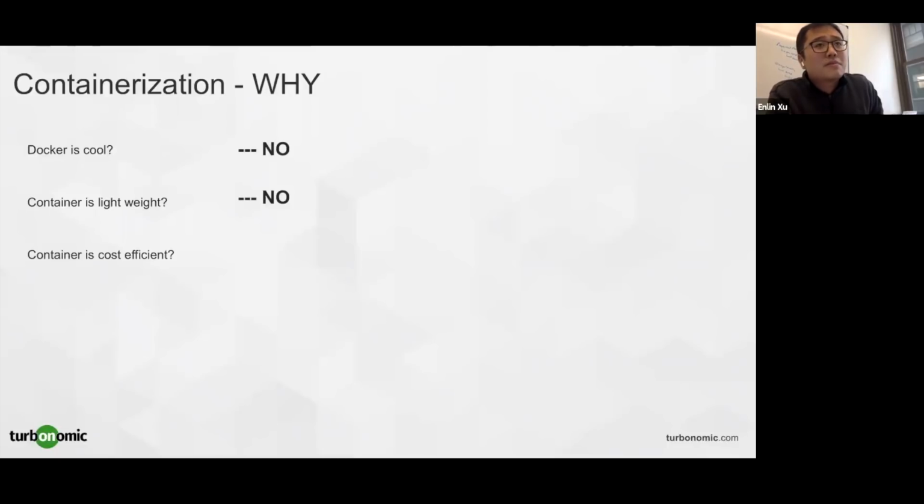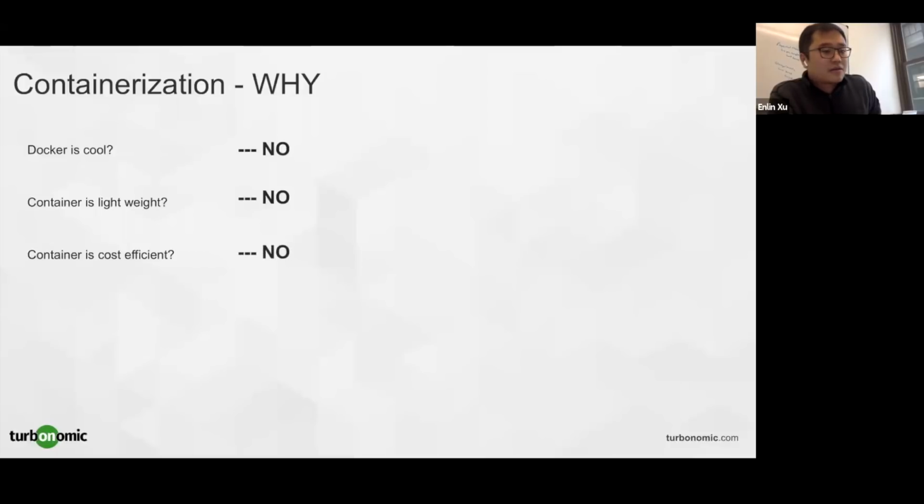The answer is no, because think about your huge data center. You have a lot of resources there, and what is the operating system going to cost you? The overhead is not big enough to motivate people to start adopting containers. So that's also not the main reason. So are containers cost efficient? As you can imagine, the answer is also no.